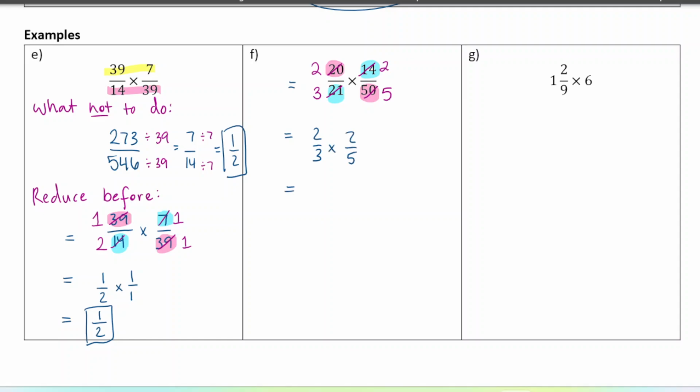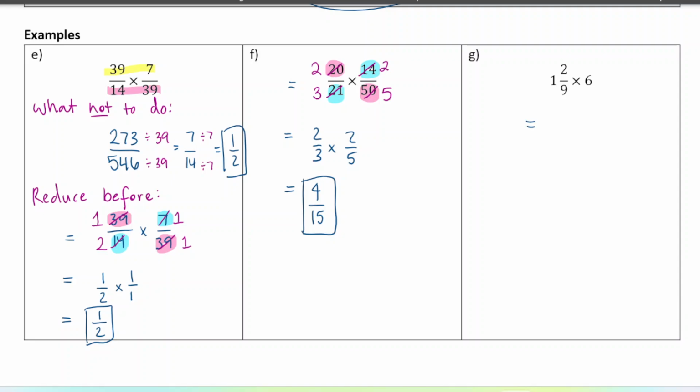They're reduced numbers. 2 times 2 is 4. 3 times 5 is 15. Now, we didn't have to do this, but if we multiplied just without reducing, we would get really, really big numbers. Like 20 times 14 is a really large number, and same with 21 times 50. So it's much easier to reduce first. Okay, let's do one final one. You can pause the video here if you want to.